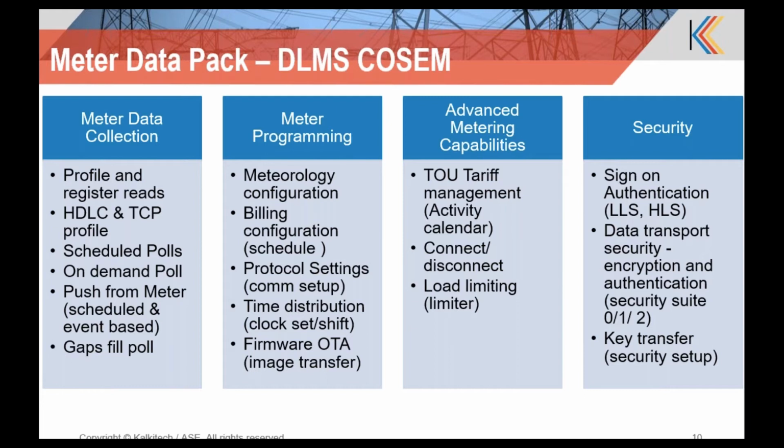Now, the advanced metering capabilities. For example, with the TOU tariff, I want to change the tariff zones, or even tariff ratings and currency values for each zone. You can do that using the activity calendar interface class available in the DLMS client in the Calculator platform. Or it could be a demand response feature like connect, disconnect, or load limiting. These all have specific interface classes available in the standard, and they are also supported in the headend.